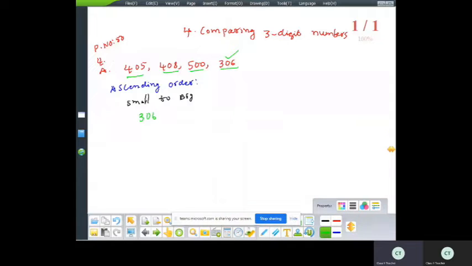Next one, 405 or 408. From these two, which is the smallest number? 405. From 408 and 500, from these two, which is the smallest? 408. And the final number is 500. This is called ascending order from small to big. Now next one is descending order.